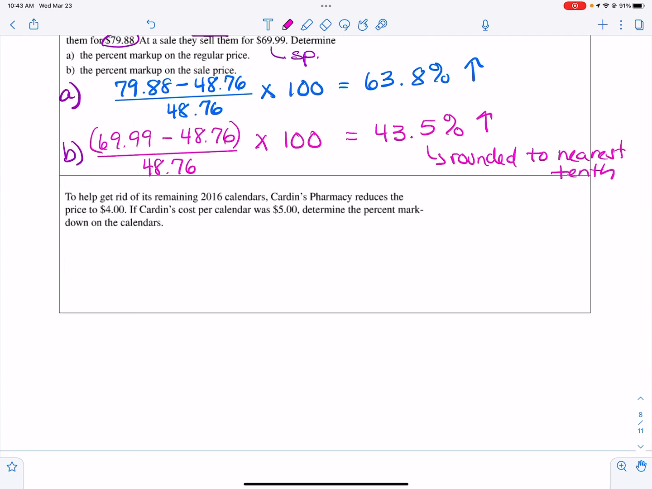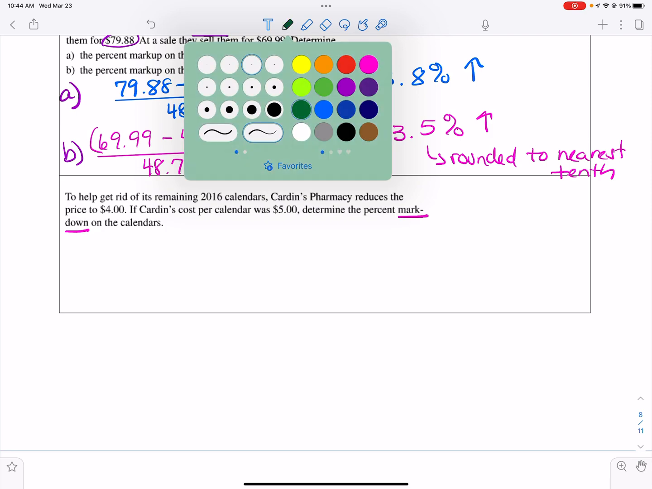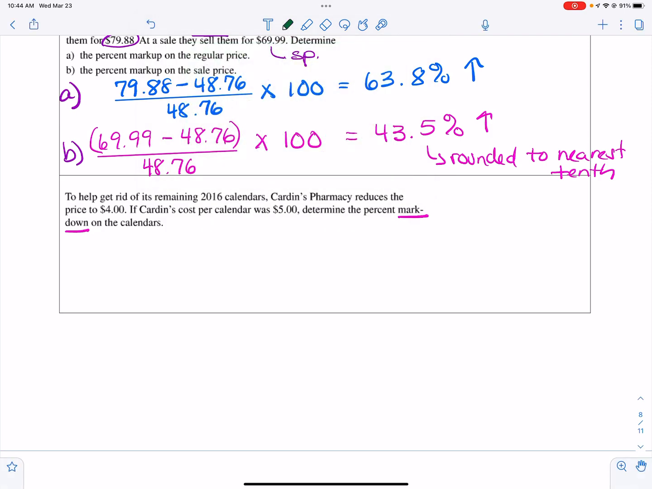All right, so let's try this one. This one is going to be a markdown, which means we will have a negative number, okay? But again, the negative is going to be in the word markdown. So we're going to try this one. We have the dealer's cost was $5, and then they mark it down to $4. So the selling price, that's the selling price, $4 minus the dealer's cost, which is $5, divided by the dealer's cost, which was 5, and times it by 100.